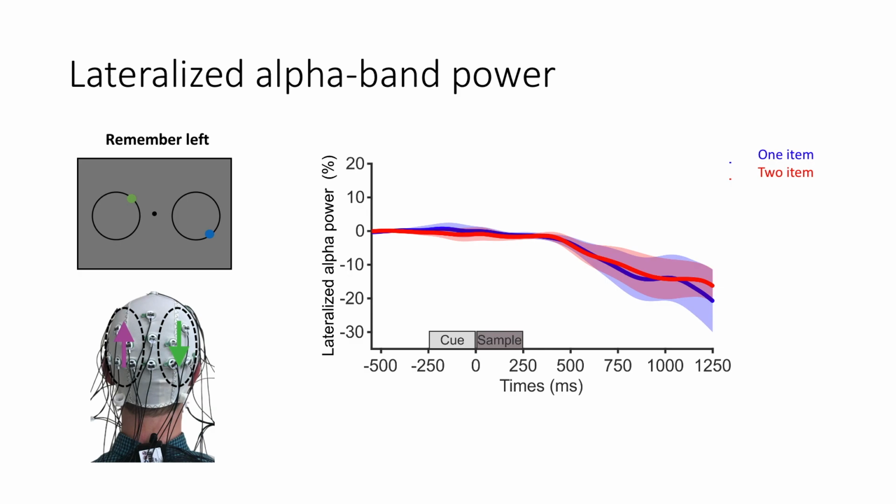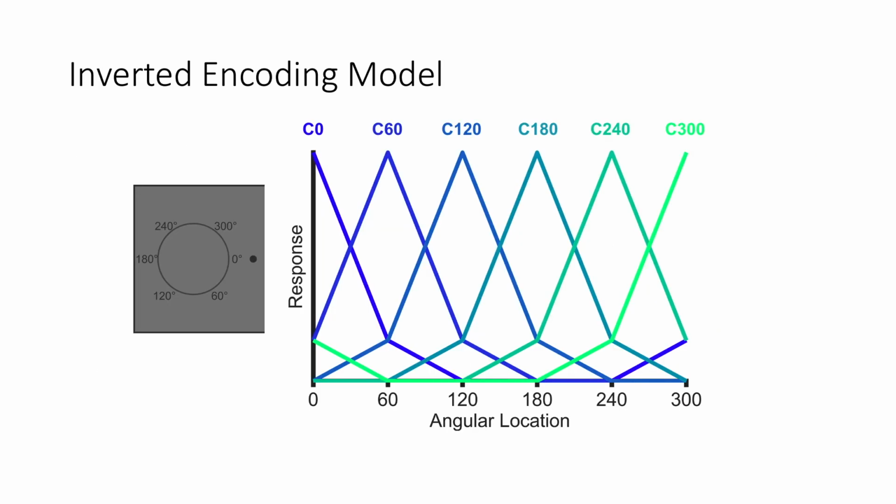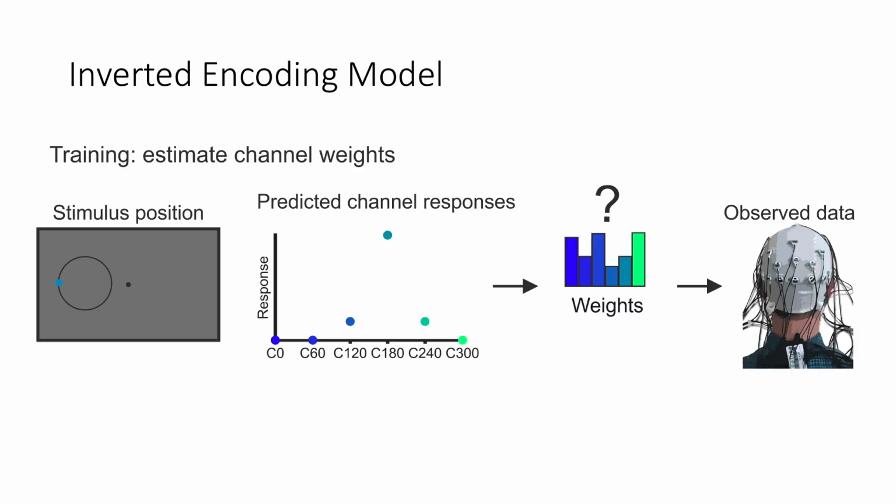With this design, our next question was whether or not this global pattern of alpha band activity at the same time provides information about individual targets and distractors. The way that we tested that question is by using an inverted encoding model. To briefly describe the model, we assume that the alpha activity measured at each electrode reflects the weighted sum of a set of location channels that are each tuned for a different location, as we see here.